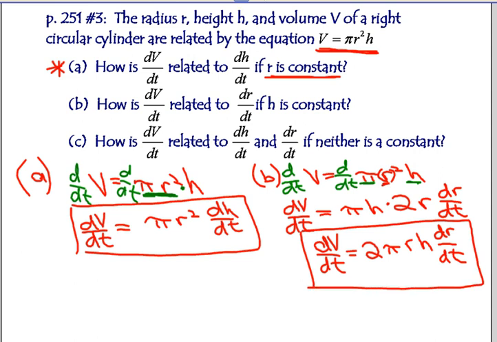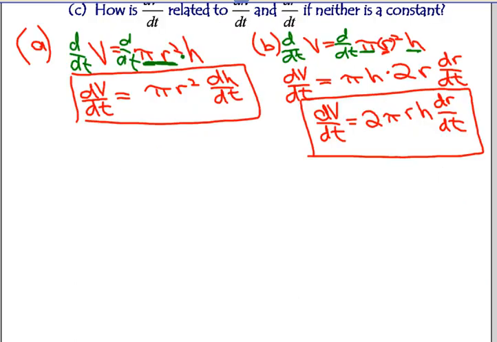Now, let's take a look at part C. We're kind of comparing and contrasting here. Here we had part A, pi r squared dh dt, when r was a constant. Part B, when h is a constant, 2 pi r h dr dt. And now let's attempt part C. So part C, start with our volume equation yet again. Volume is pi r squared h.